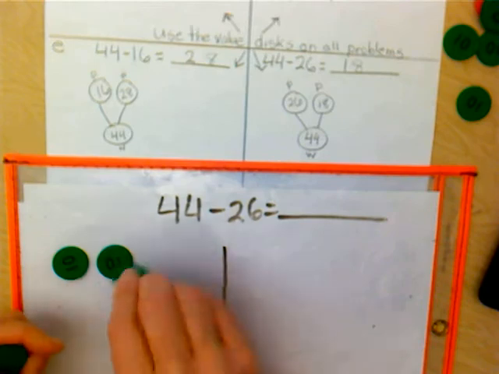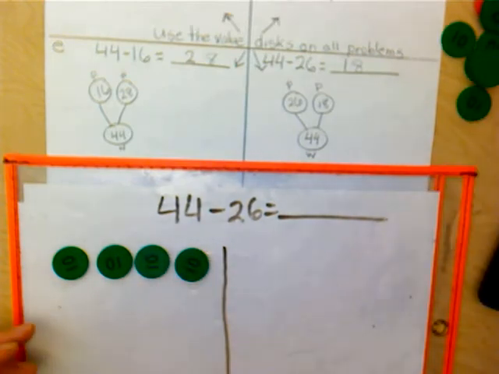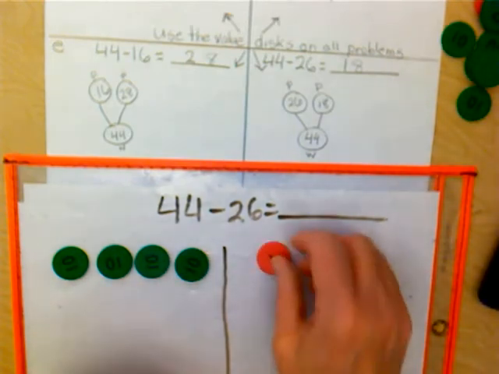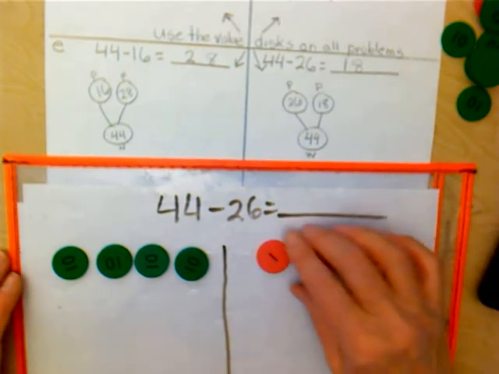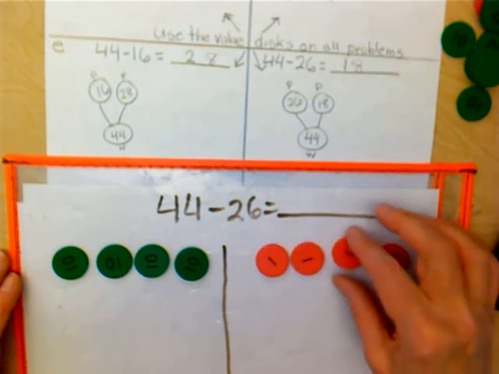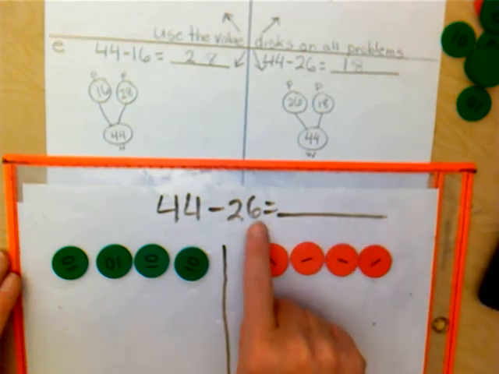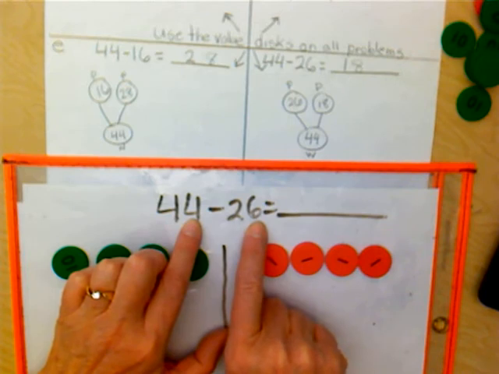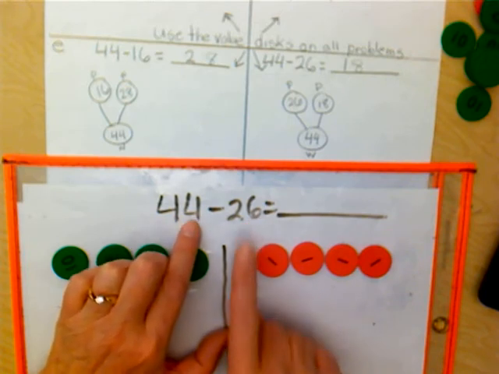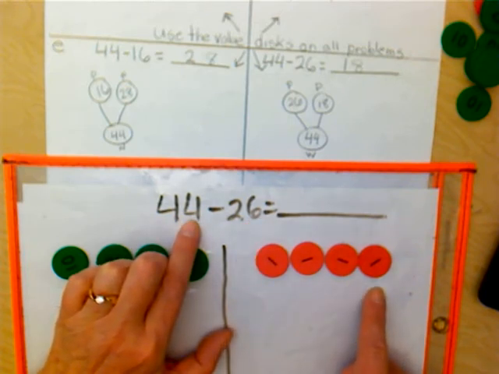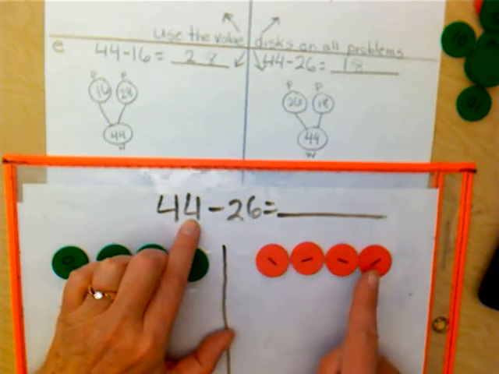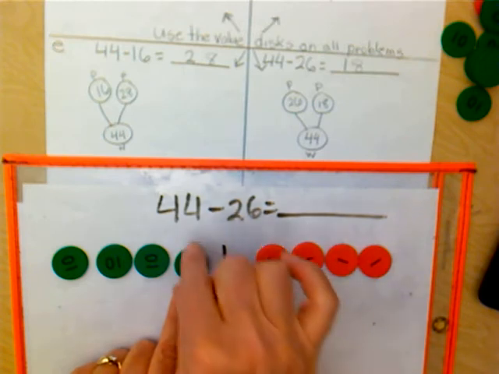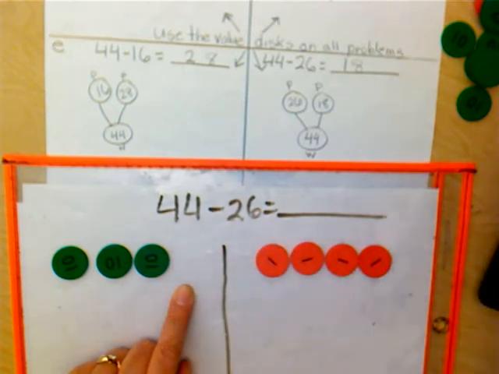1, 2, 3, 4, and I need 4 ones. 1, 2, 3, 4. And the first question, again, I am going to ask myself is, can I take 6 ones away from 4 ones? Here's my 6 ones, here's my 4 ones. I only have the 4 ones represented, but I can see that there's not enough. There's only 4, which tells me I'm going to have to decompose or change a 10 for 10 ones.